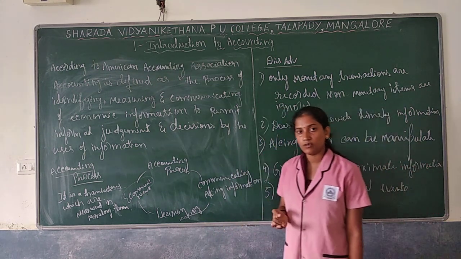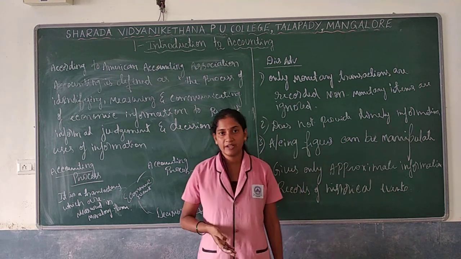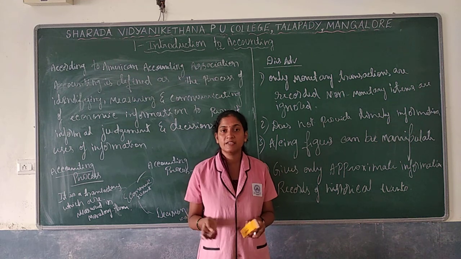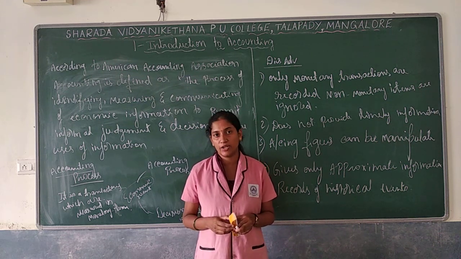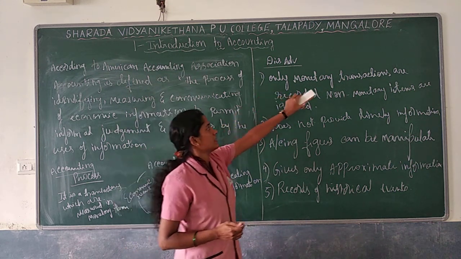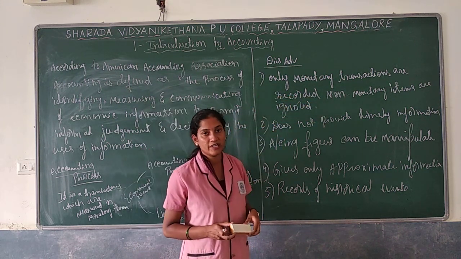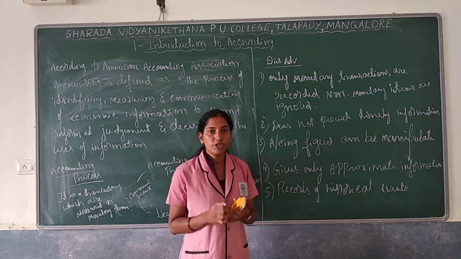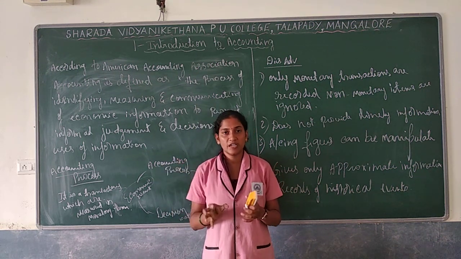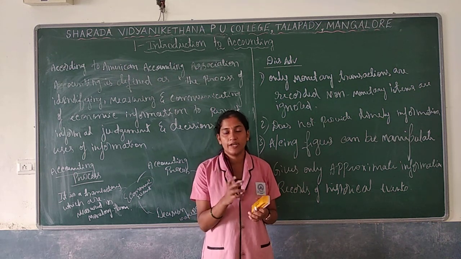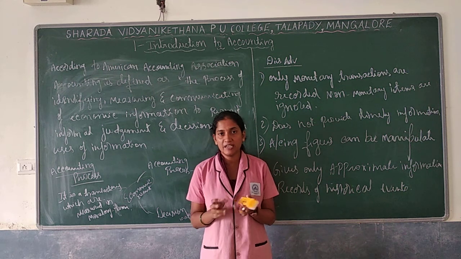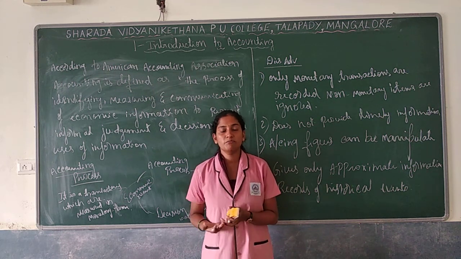See, there are not only advantages, like preparing accounts where we keep a record. Apart from that, there are also disadvantages in accounting. The first one: only monetary transactions are recorded and non-monetary items are ignored. For monetary transactions, like purchased goods, sold goods, a certain amount of rupees, that is recorded. Items measured in terms of money are recorded, and those not measured in terms of money are not recorded.